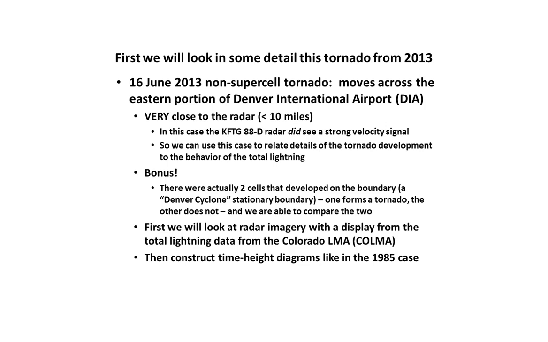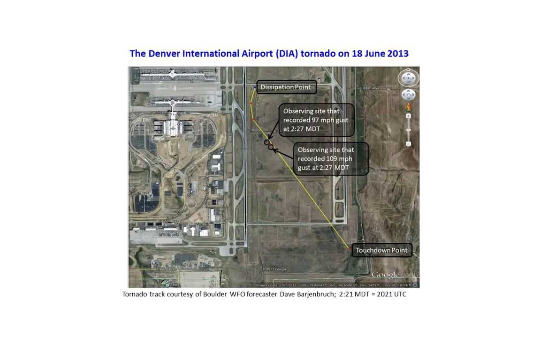And then, as a bonus, we actually had two cells that formed along this boundary that we call the Denver cyclone. One of them formed a tornado and the other did not. So we're kind of able to compare the two of them. What we did with this data set, using Jeffrey's help, was look at the lightning behavior and the radar behavior, like we did with the first non-supercell tornado we examined, and then look at these time-height diagrams. I'm going to show you this sort of thing. This is experimental stuff, but you can do something like this in real time on AWIPS as well. We'll talk about that in a bit.